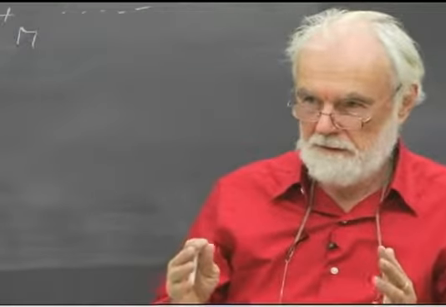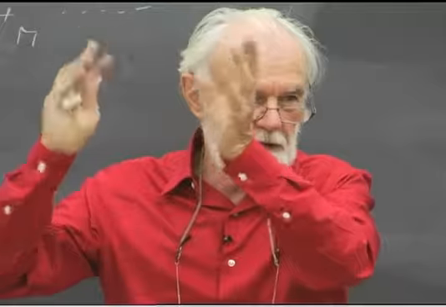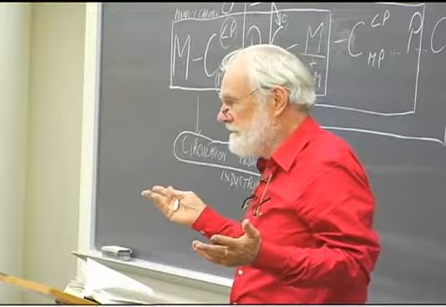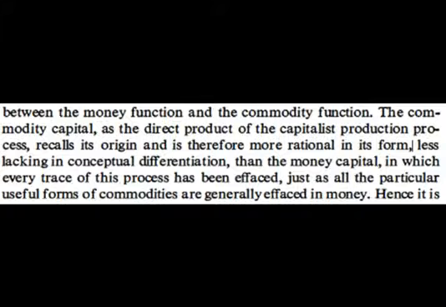When Marx talks about production being the hidden abode, it's a hidden abode where all these things go on inside of the chrysalis, but by the time you get to be the butterfly, there's no sign of the chrysalis. Now, what comes out of this is, towards the end, around 130, Marx starts to talk about the fact that the commodity capital is a more rational form than money capital, in which, this is on 131, every trace of this process has been effaced, just as all the particular useful forms of commodities are generally effaced in money.